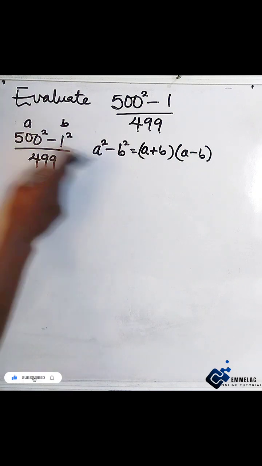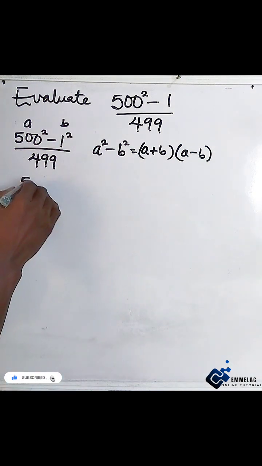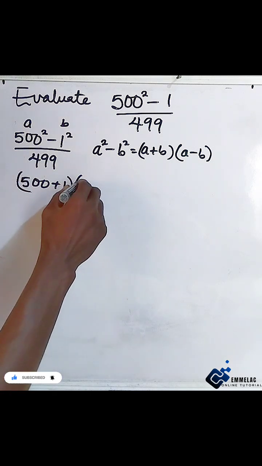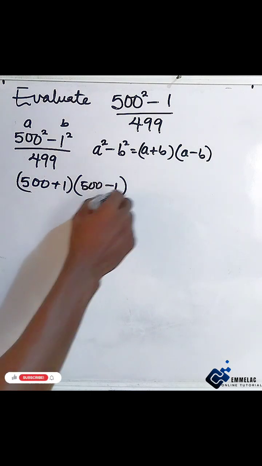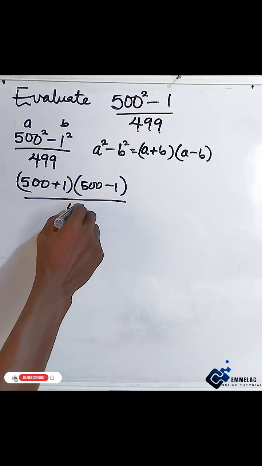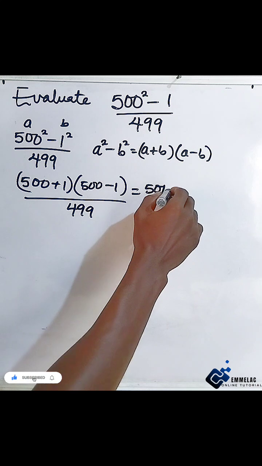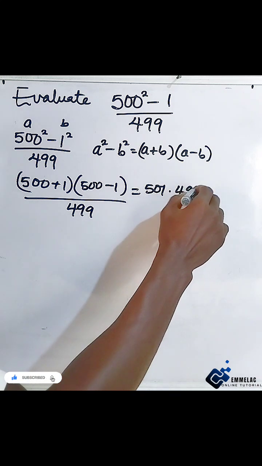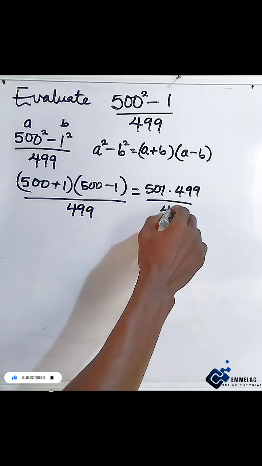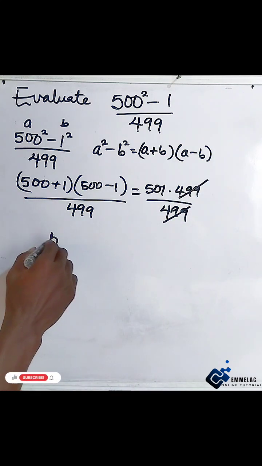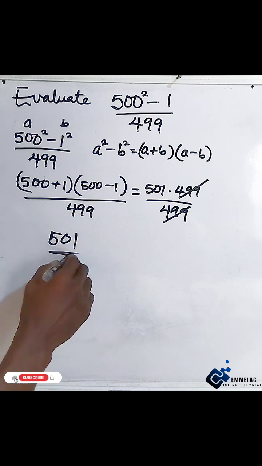Now if I were to apply this now using this, we can now say this is 500 now plus 1 now into 500 minus 1 all over 499. Now this will give us 501 times 499 over 499. We can now eliminate this and we are left with what? 501 as the final answer.